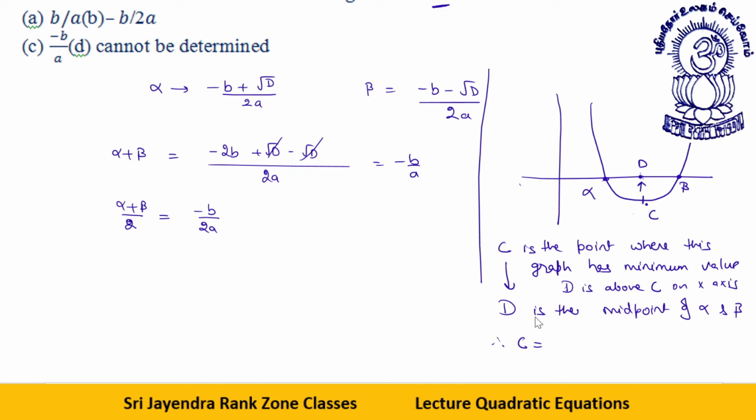So what is D equal to? D is equal to alpha plus beta. How do you find a midpoint? You add two things and you divide by 2. So the point D is alpha plus beta by 2. What is alpha plus beta by 2? Minus b by a. This point D is not the discriminant, so let me place it as M, no confusion anywhere. So M is equal to alpha plus beta by 2, which is equal to minus b by 2a. That is option B.